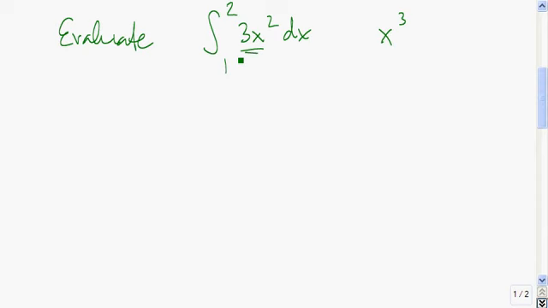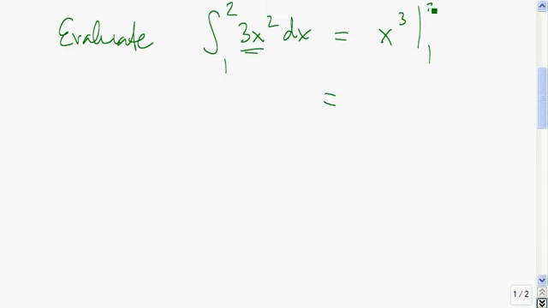So the Fundamental Theorem of Calculus says the integral from 1 to 2 of 3x squared dx equals the value of x cubed evaluated at 2, which is the upper limit of integration, minus the value of x cubed evaluated at 1, which is the lower limit of integration. Okay, so this is the intermediate notation you use. You put your antiderivative, then you put a vertical line, and you put the lower limit of integration and the upper limit of integration there.